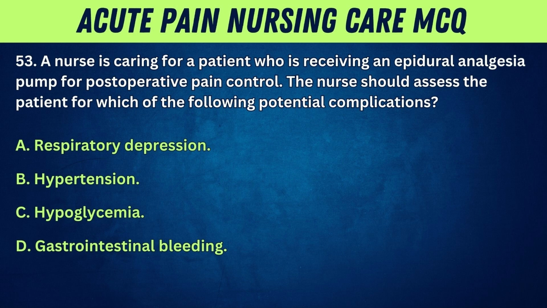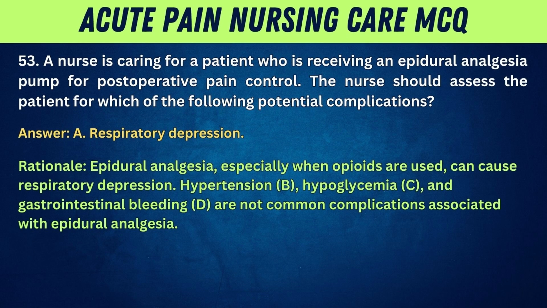Respiratory depression. B. Hypertension. C. Hypoglycemia. D. Gastrointestinal bleeding. Answer: A. Respiratory depression. Rationale: epidural analgesia, especially when opioids are used, can cause respiratory depression. Hypertension, B, hypoglycemia, C, and gastrointestinal bleeding, D, are not common complications associated with epidural analgesia.